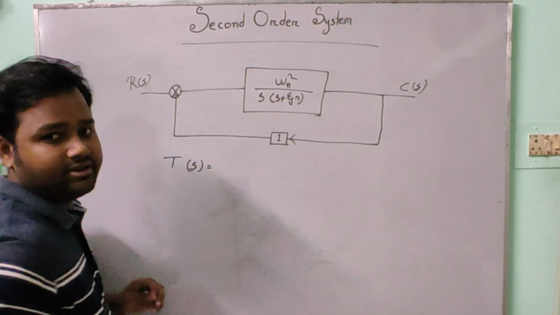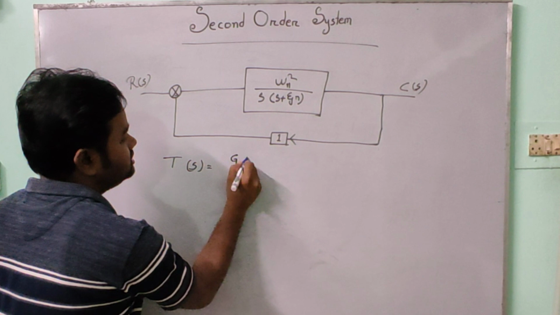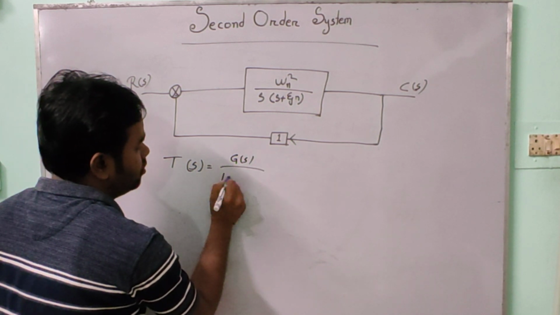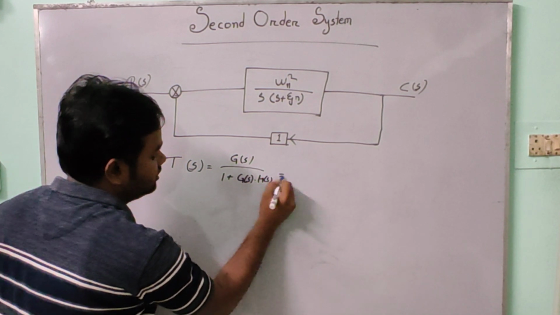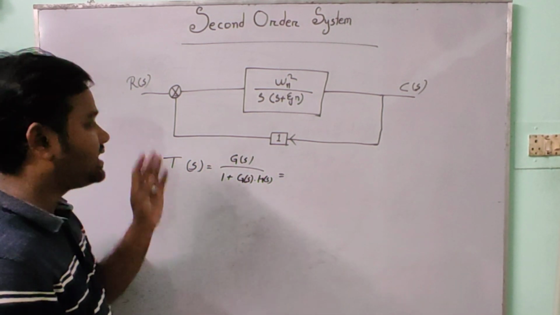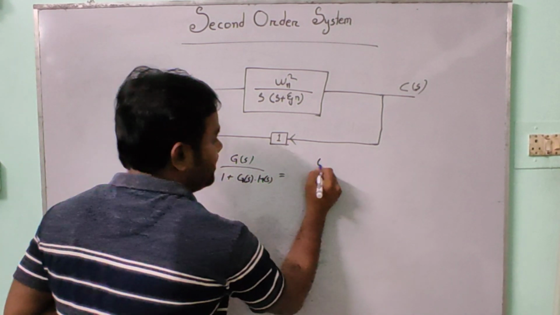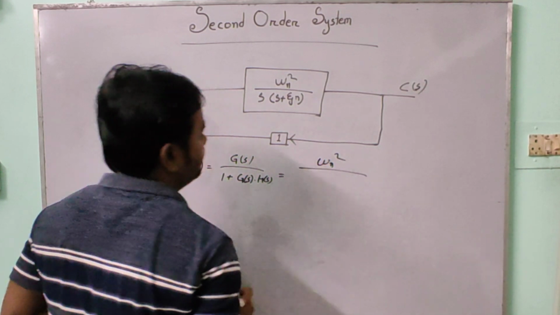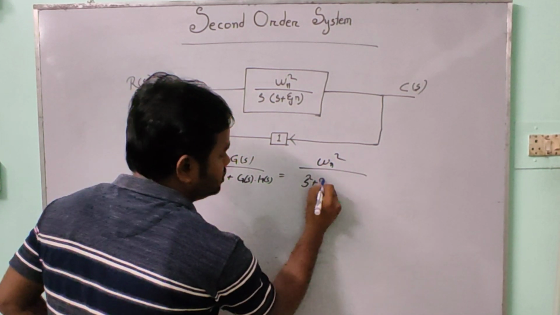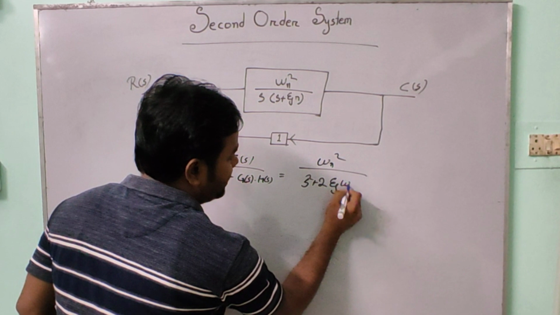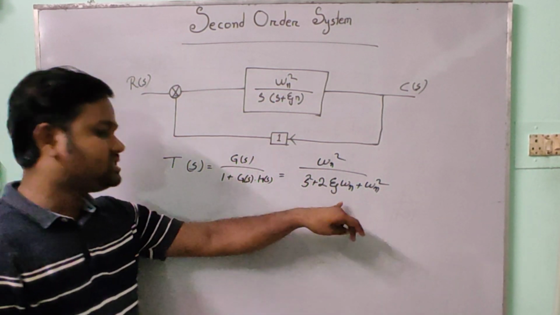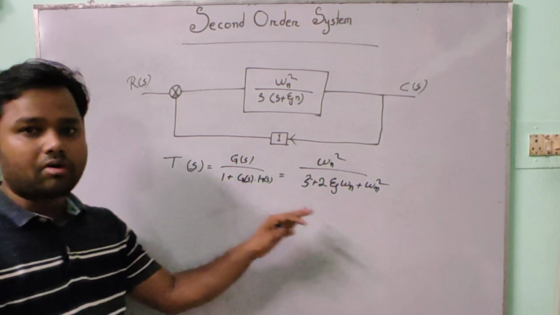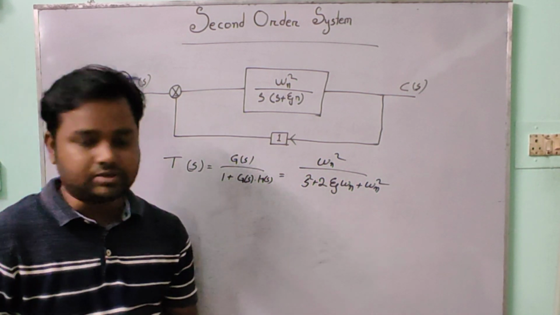We know that the formula for T(s) is equal to G(s) divided by 1 plus G(s) into H(s). The basic transfer function for the second order system is omega n square divided by s square plus 2 zeta omega n s plus omega n square. This is the basic structure of the transfer function for this second order system.